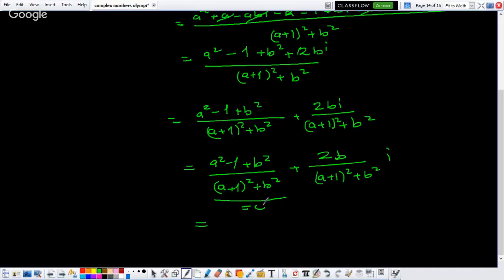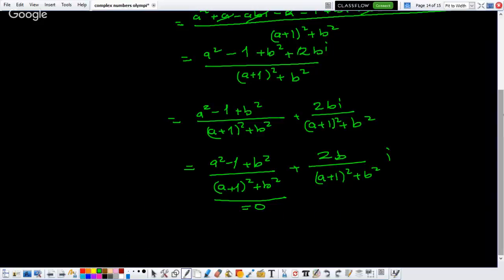If this is equal to 0, it means that a square minus 1 plus b square must be equal to 0. Actually, it is not equal to. Let me not confuse you. Now I'm trying to do this part. This is the second part of the equation.